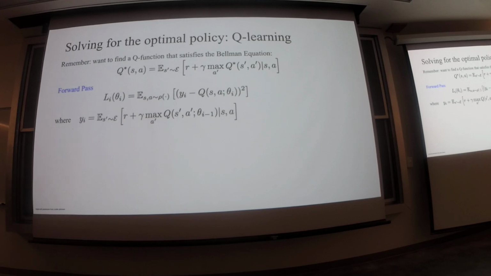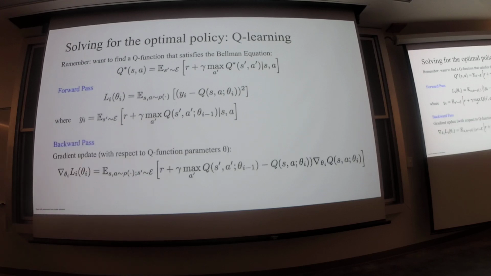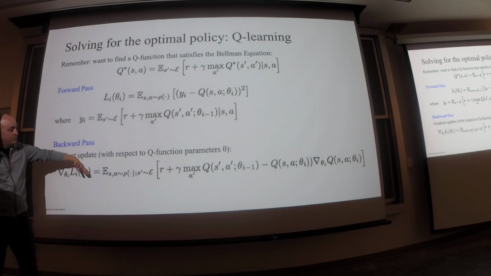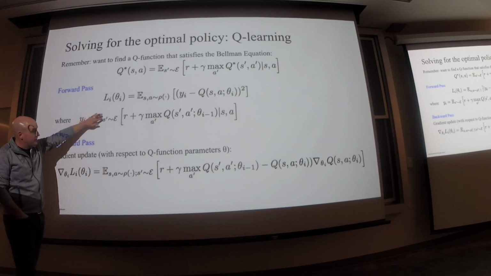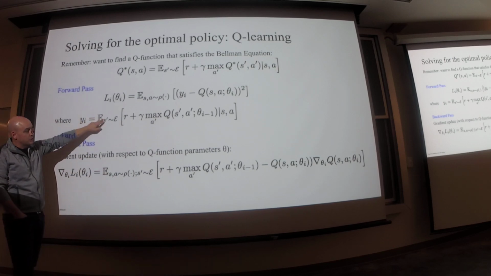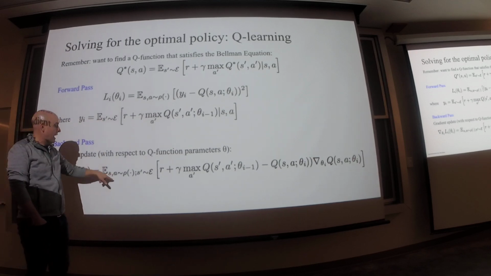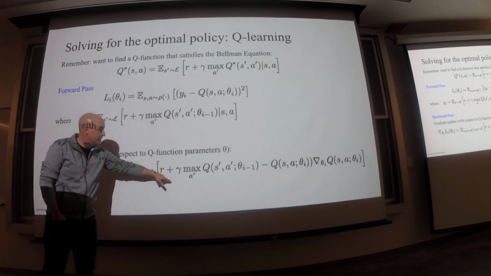So how do we do that? First, what does our backward pass look like? This is what the gradient update looks like. We take gradients with respect to the weights, these are the things that need to be adjusted. We have our expectations, not only over the state space, but also over the actions that we could take given the state that we're in.